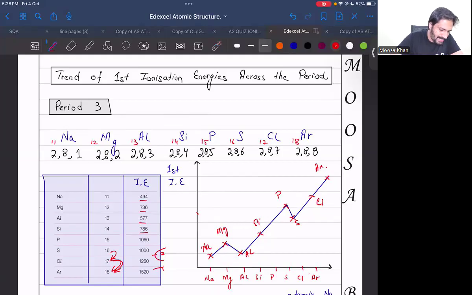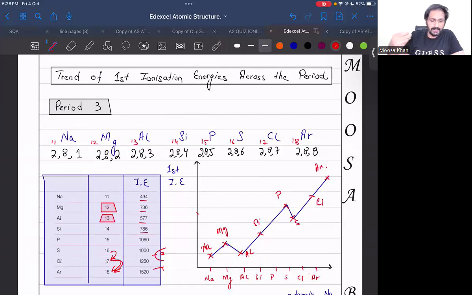Sodium, magnesium, aluminum. Aluminum has an atomic number of 13. Magnesium has an atomic number of 12. You just have to consider the factors we have discussed: nuclear charge and shielding effect. Is there an increase in shielding from magnesium to aluminum? Magnesium atom has 3 principal quantum shells. Aluminum atom also has 3 quantum shells. So there is no increase in the number of quantum shells, right?